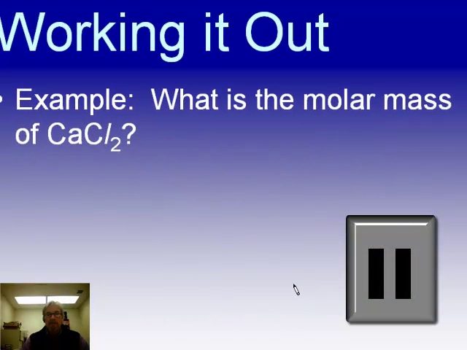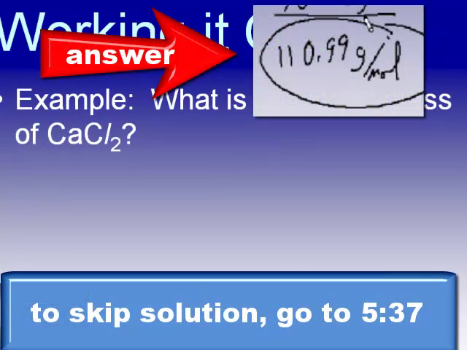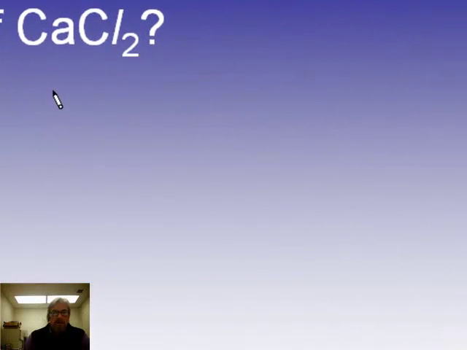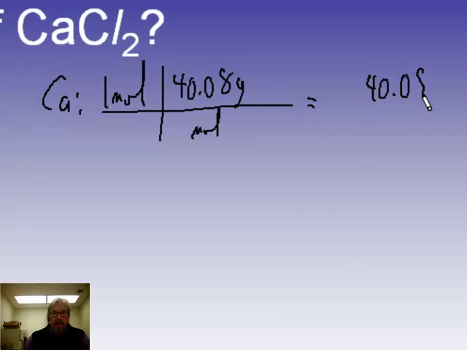Here's another example. Stop the video and try this, and I'll give you an answer in a little bit. Question is, what's the molar mass of calcium chloride? There's a subscript of 1 implied on the calcium, so for calcium that means I have 1 mole of calcium per mole of the compound. Calcium is 40.08 grams per mole, as we saw in the last example. So the total mass of calcium in our compound is 40.08 grams.